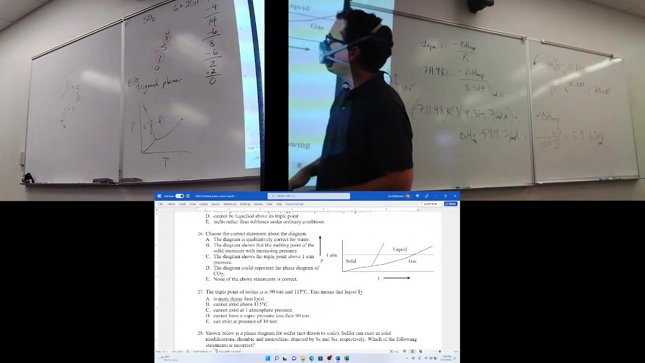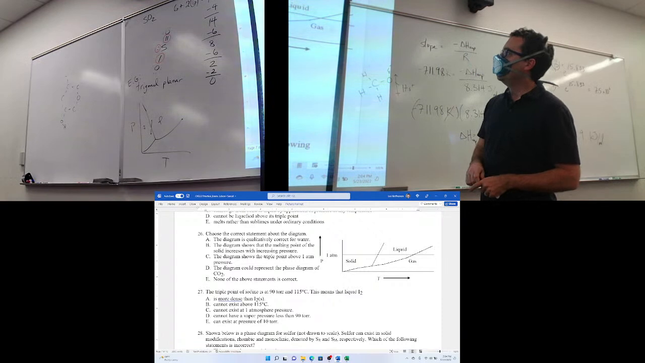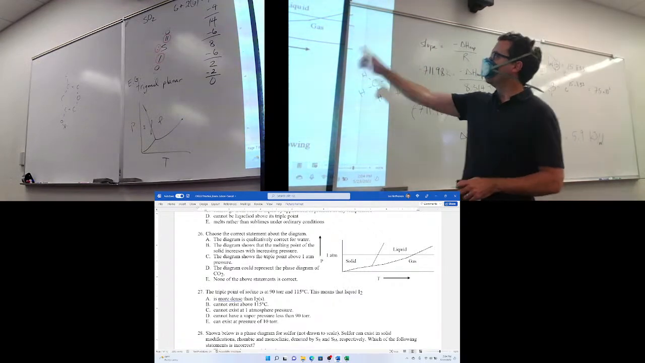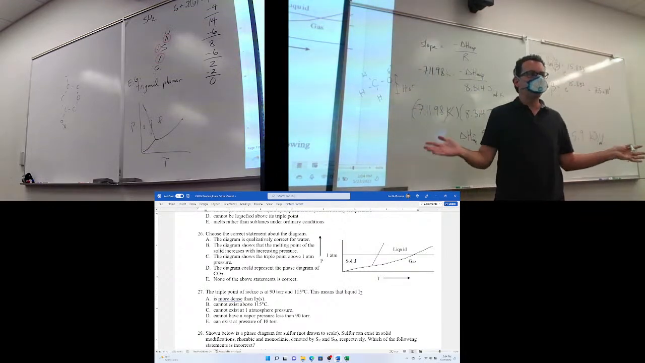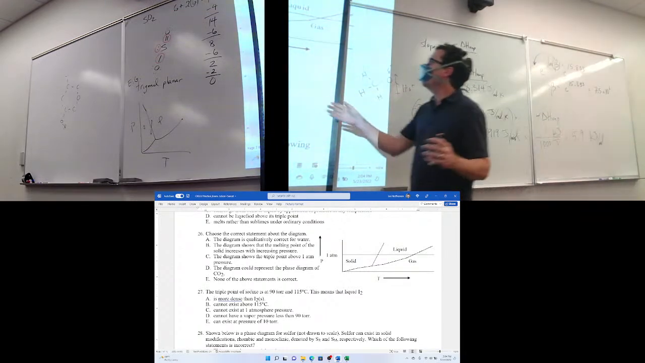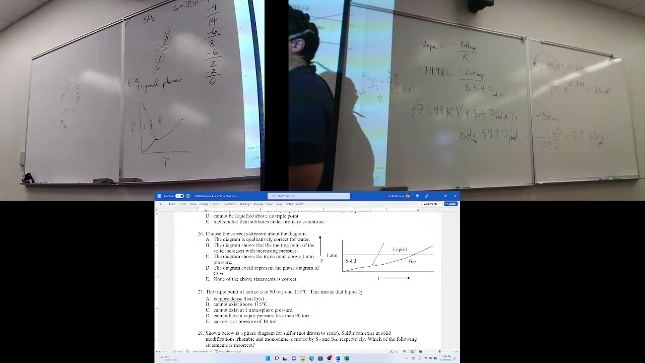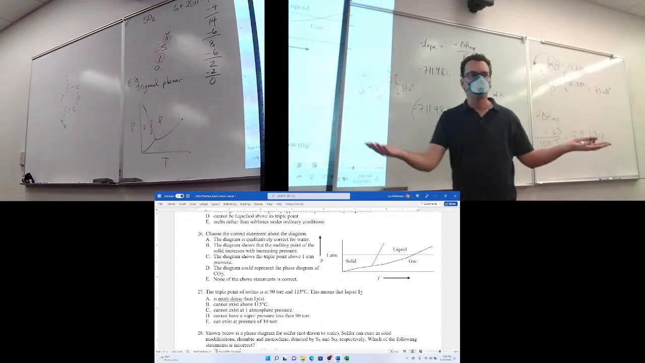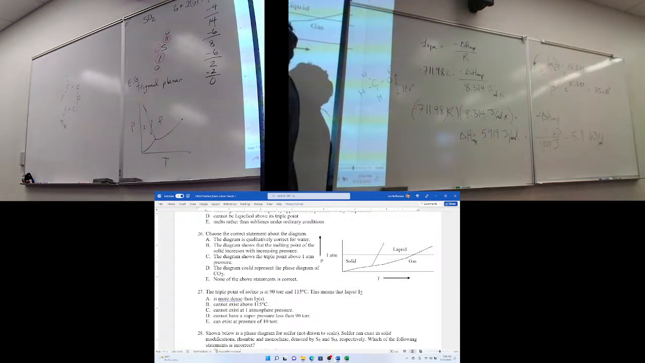The diagram could represent this phase diagram of CO2. Well, this is going in the right direction, but CO2 can never be a liquid at room temperature, right? CO2 at 1 atmosphere, you would never be able to be in the liquid region. CO2 sublimes naturally at our pressure. So 1 atmosphere would be down here for CO2. So this can't be CO2.